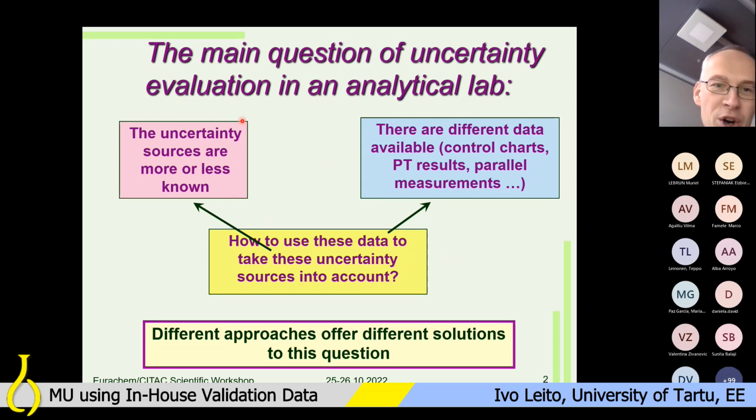People typically know more or less what the sources of uncertainty in their measurements are. And they also have different data available, such as control charts, proficiency testing results, results of replicate measurements, results of certified reference materials, etc. And the typical question is this one: how to use these data to take these uncertainty sources into account? And the different approaches for uncertainty evaluation offer different solutions to this question.